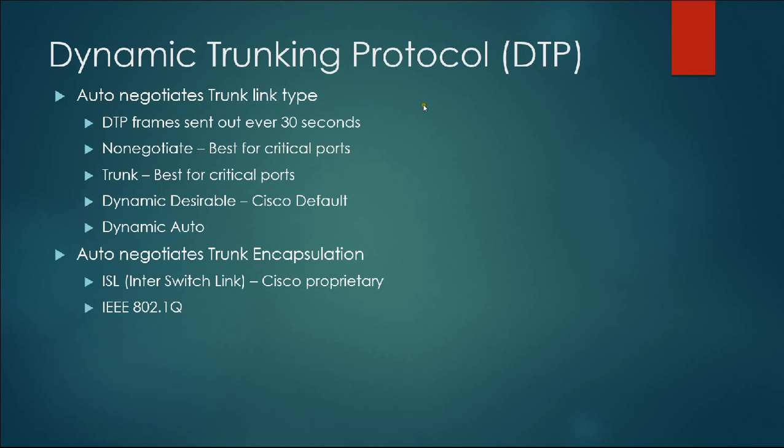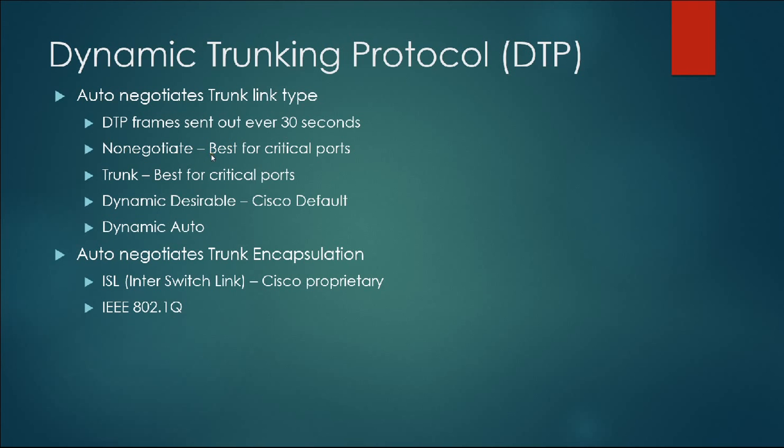So again, just to reiterate, dynamic trunking protocol is used to auto-negotiate trunk links. Now, DTP frames are sent over trunk links every 30 seconds to exchange data on the status of the trunk ports on each end of the cable.